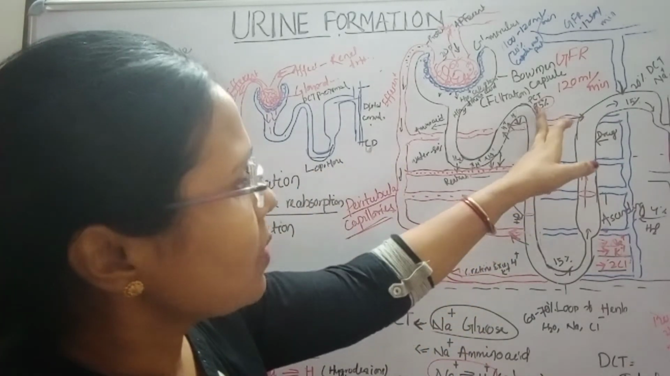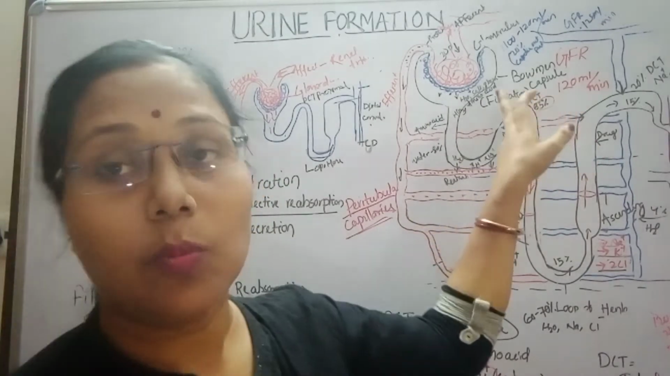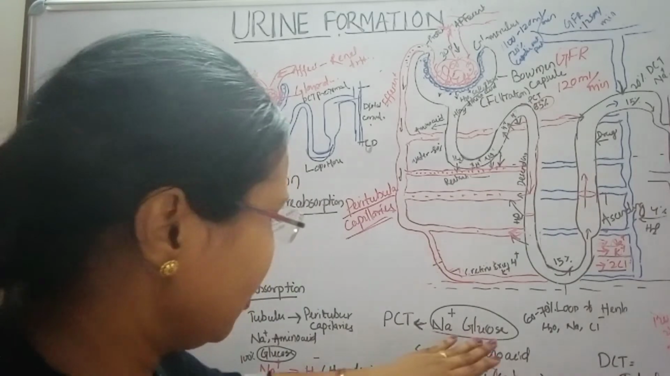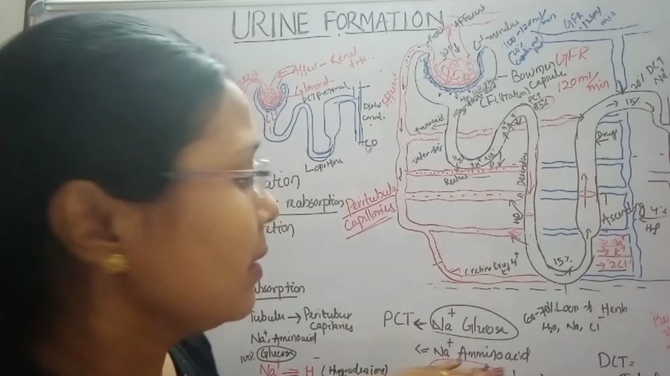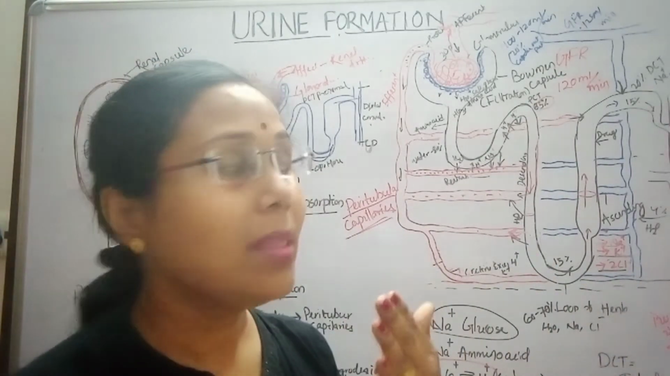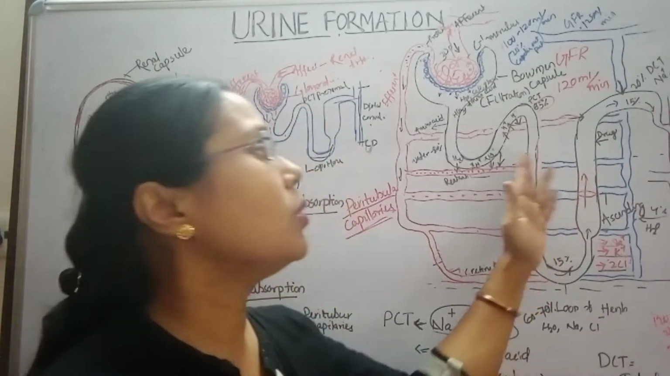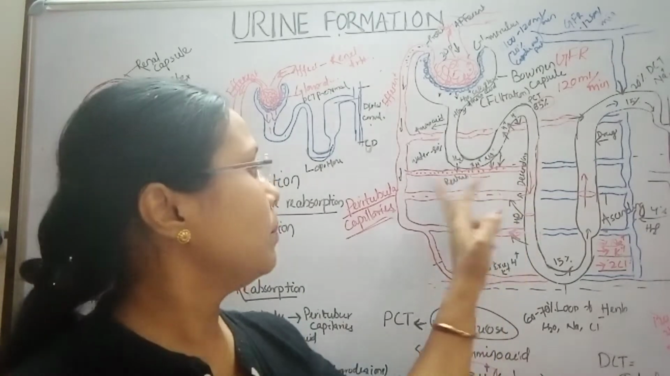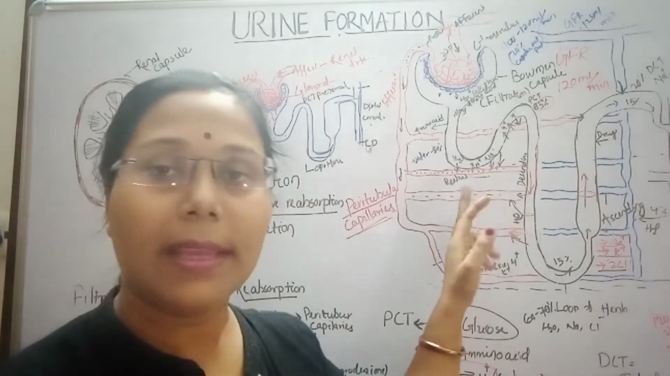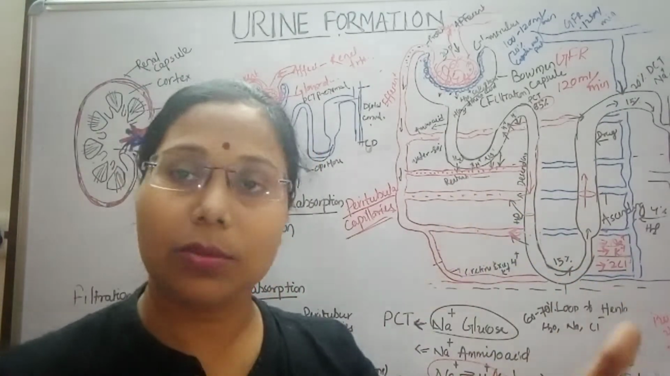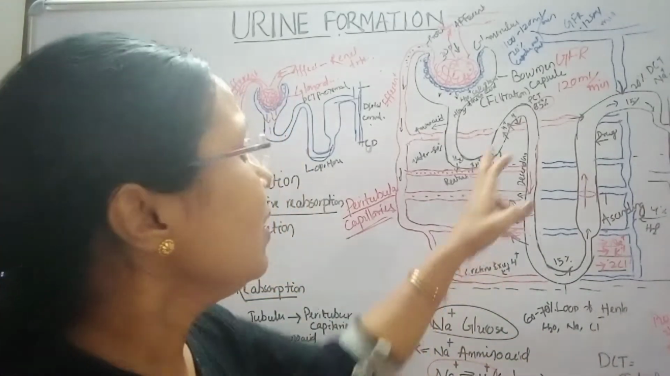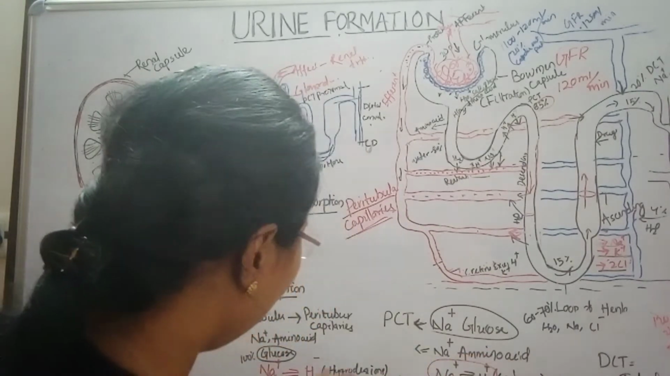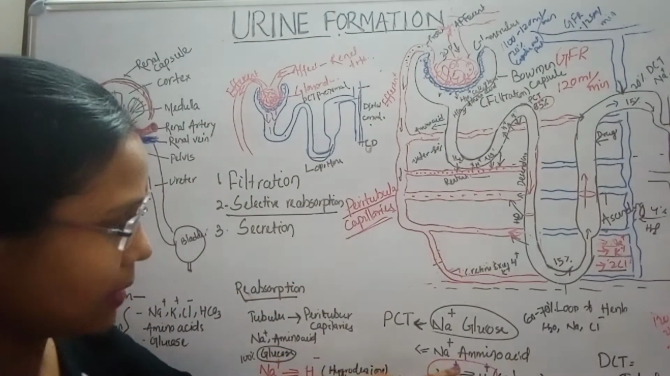So, this reabsorption takes place in the PCT, that is the proximal convoluted tubule. Here the water molecules, glucose and amino acids are reabsorbed, meaning they go from the tubular part through this tube, from this nephron, back to the peritubular capillaries. Again, through this capillary, it enters the renal artery. So mostly all the things are reabsorbed in the PCT.